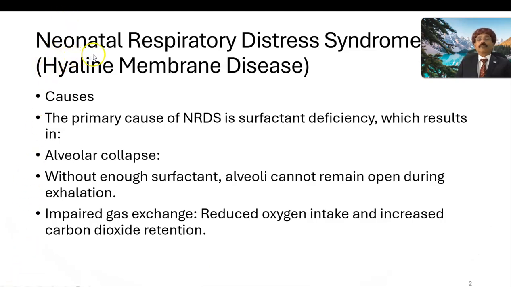What are the causes of neonatal respiratory distress syndrome, hyaline membrane disease? The primary cause of NRDS is surfactant deficiency, which is produced by the pneumocyte type 2 cell, or alveolar type 2 cell, which results in alveolar collapse. Without enough surfactant, alveoli cannot remain open during exhalation. Impaired gas exchange, reduced oxygen intake, and increased carbon dioxide retention.